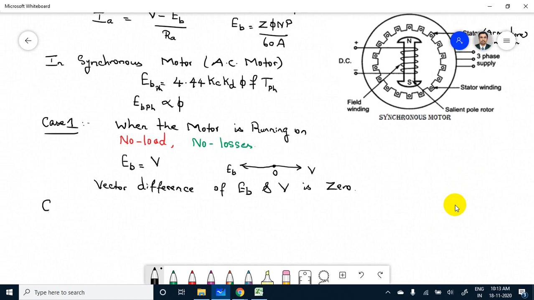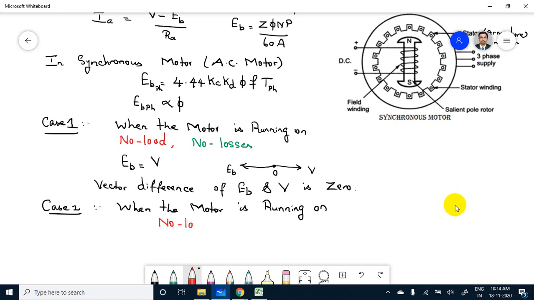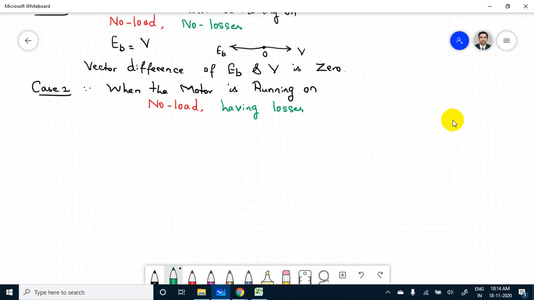Then case 2. Now when the motor is running on no load but it has losses. During this time, what happened?